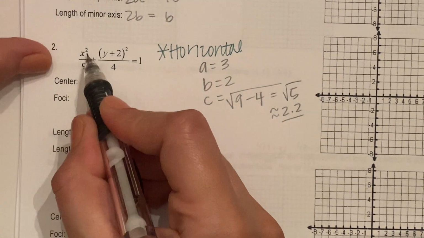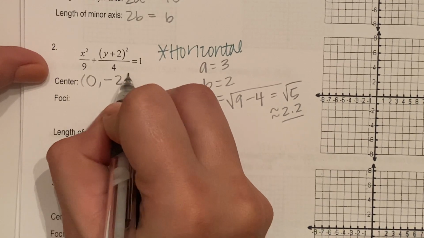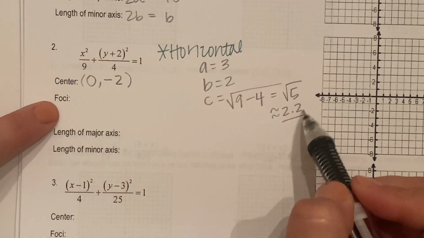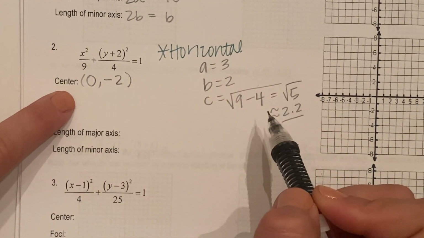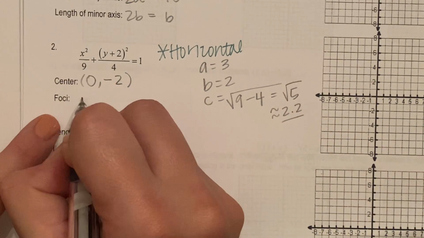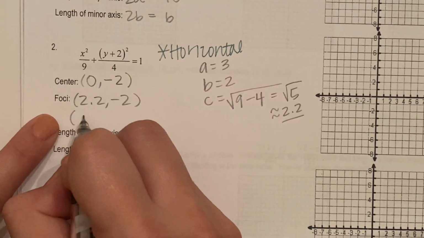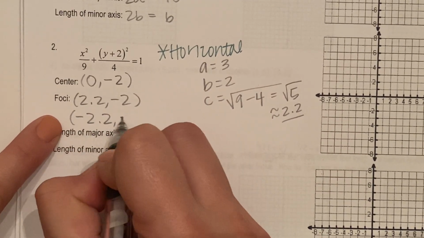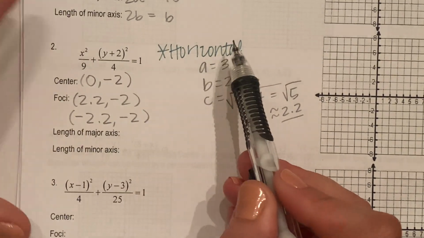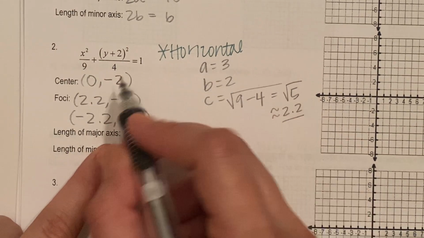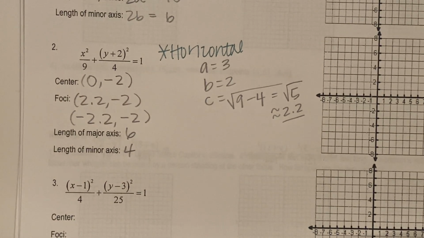Okay, so the center, there's nothing with X, so that'll be 0. And then -2 for Y. For my foci point, I'm doing this 2.2 stuff. It's horizontal, so I'm doing it to the X value, which is nice because I'm just adding and subtracting this to 0. So if I add it, that's 2.2, leave the -2. If I subtract it, it's -2.2, leave the -2. Remember, we did it to the X value because it was horizontal. Major axis, so 2 of these. Minor axis, 2 of these. We're ready to graph.